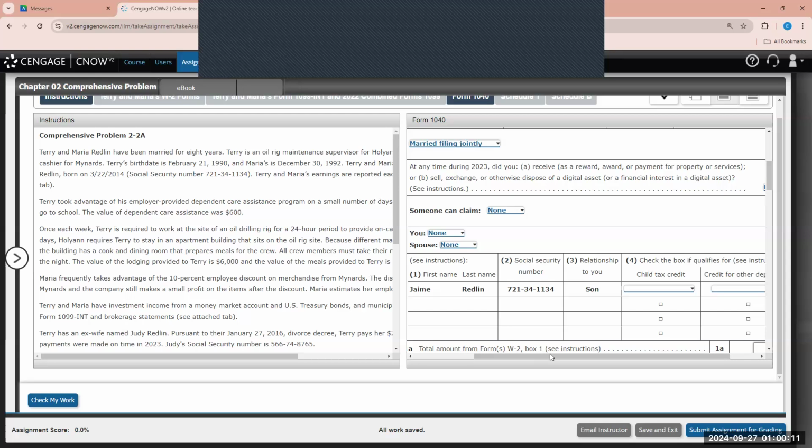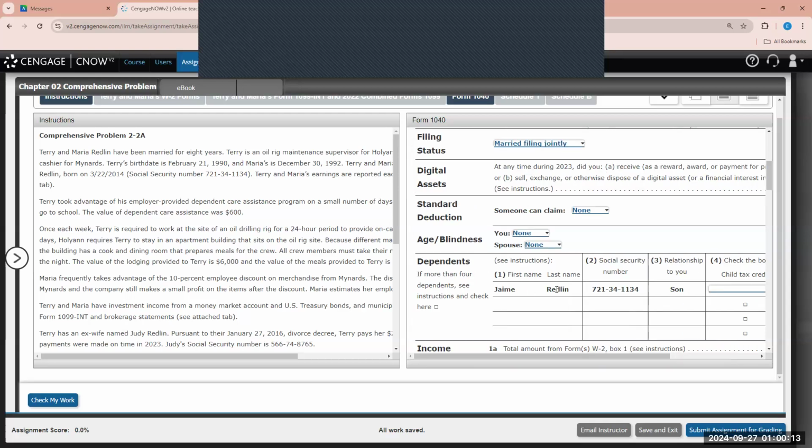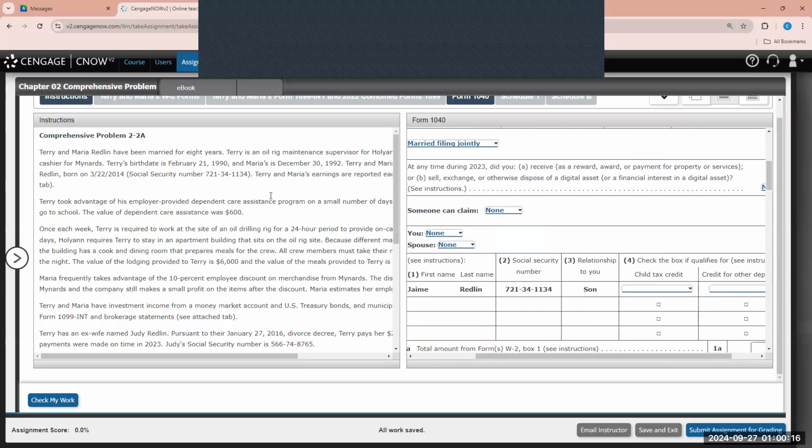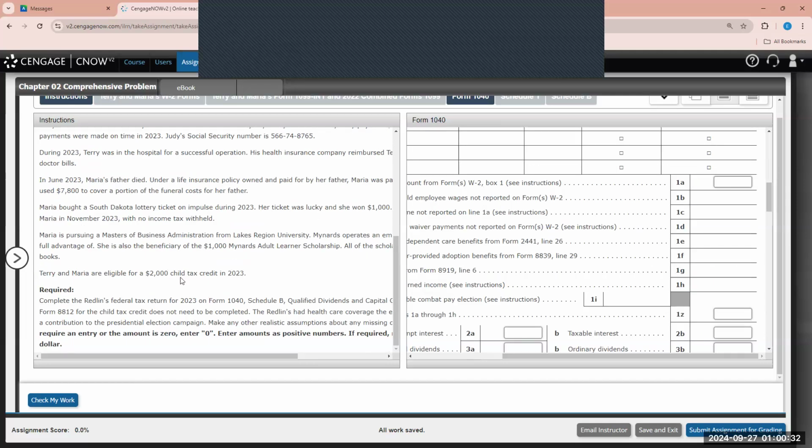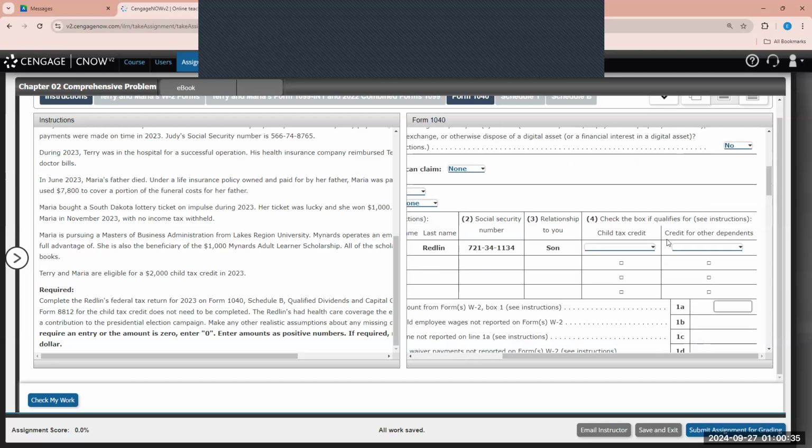Next, we see the information for the dependent, which is Jamie Redland, their 9-year-old son. His social security number is here, 721341134. It is their son. And it's asking to check the box if he qualifies for. So based on this information, and it lets us know down below, Terry and Maria are eligible for a $2,000 child tax credit. So are they eligible for the child tax credit? Yes. Credit for other dependents? No, right? Because Jamie is not considered an other dependent. He is considered a qualifying child.